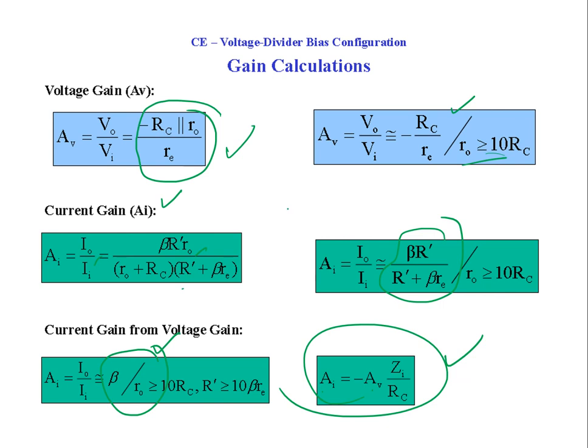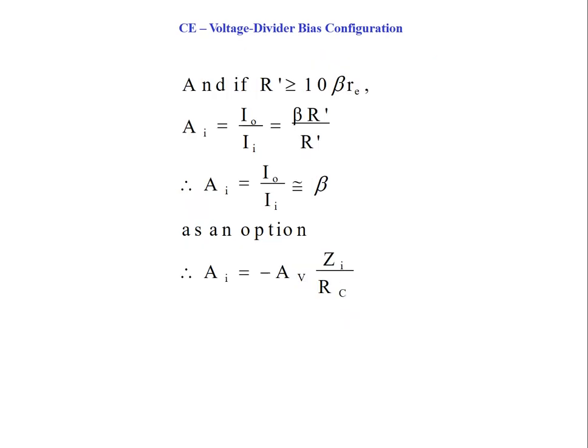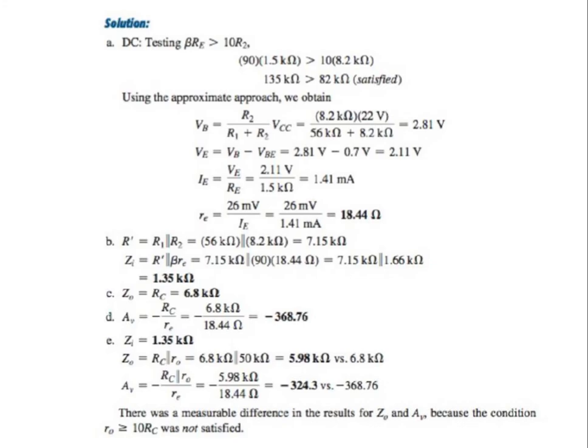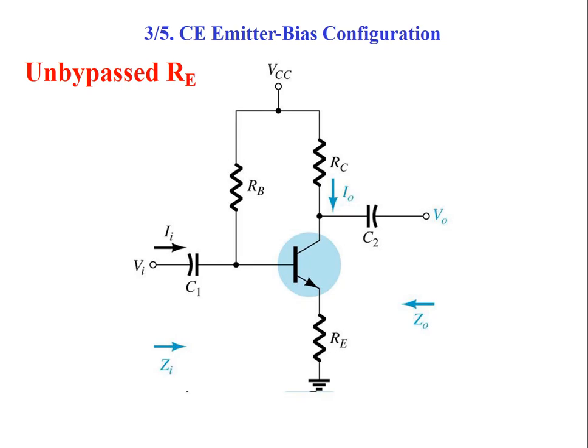Again, if you look at the voltage gain here, you get a negative sign. A negative sign means a 180 degree phase shift of the output. This is one example for this voltage divider case. We will solve this example in the live session.